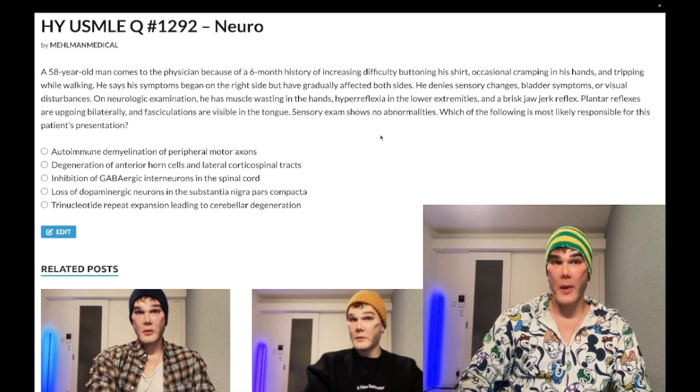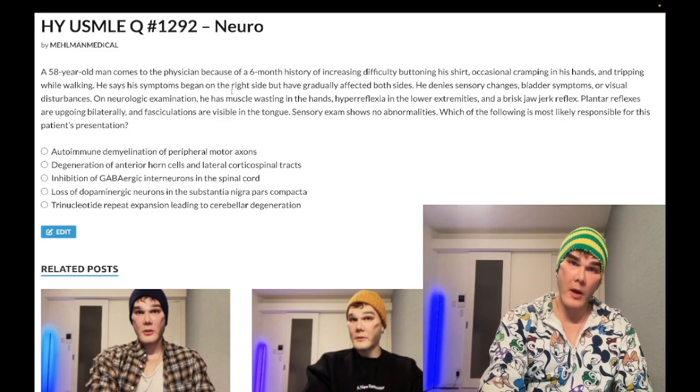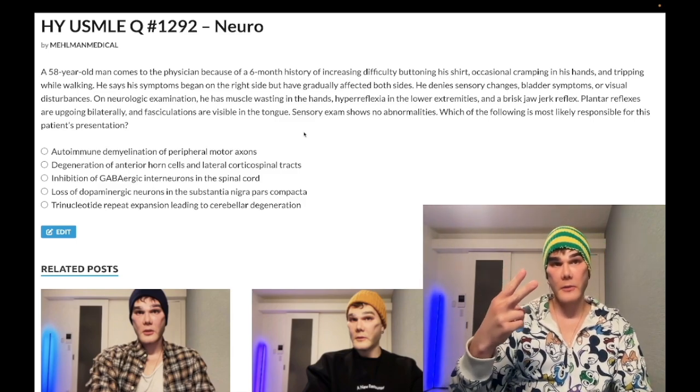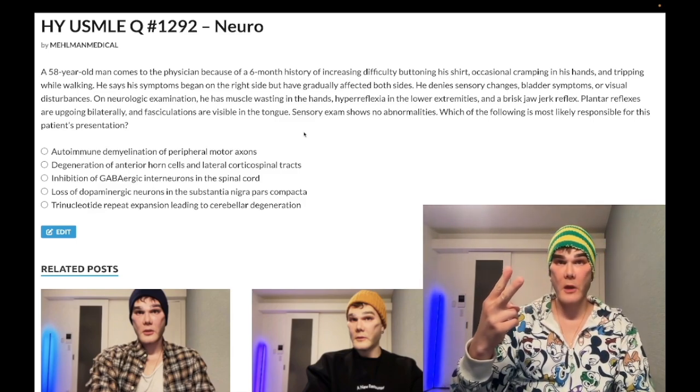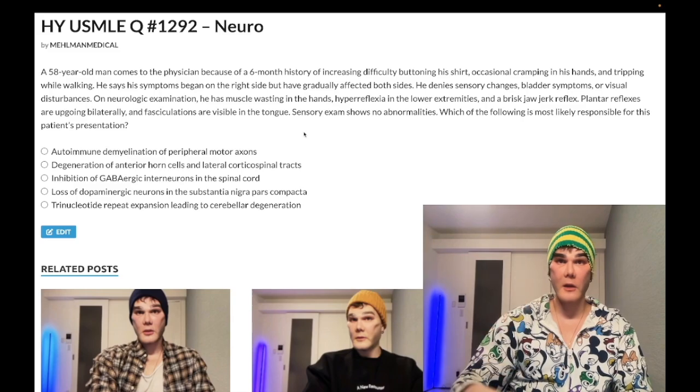Sensory exam shows no abnormalities. This is very bread and butter textbook ALS, amyotrophic lateral sclerosis. There's two things that you're going to see in 100% of USMLE vignettes. Make this very clean and easy, okay? Number one, the combination of UMN and LMN findings.